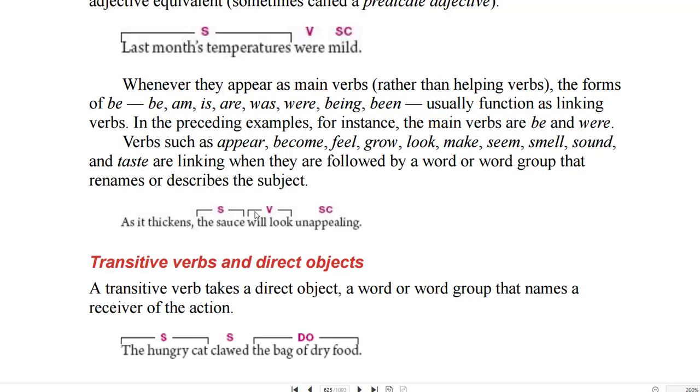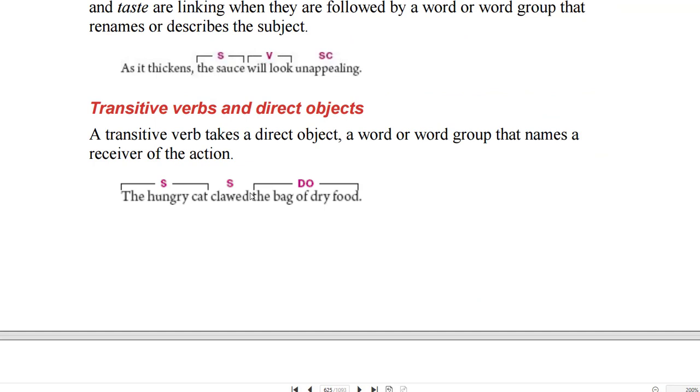Transitive verbs and direct objects. A transitive verb takes a direct object, a word or word group that names a receiver of the action. If you have a transitive verb that does not have a direct object, then it's going to sound incomplete. So that's how you can tell when something is a transitive verb: when after the verb, it still needs something to make the sentence be a complete thought. The hungry cat, subject, clawed.